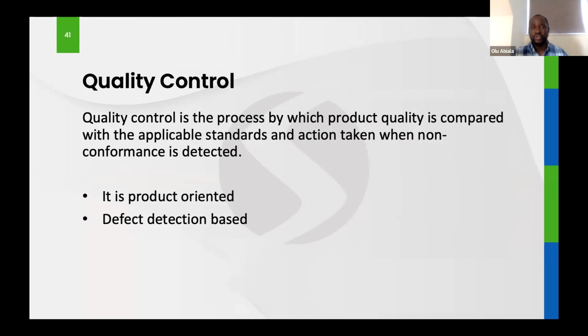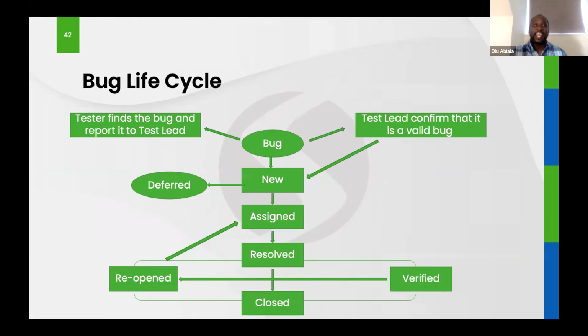And when we talk about quality control, it is also the process by which product quality is compared with the applicable standard. What are the actions taken when non-conformance is detected? If this thing is not meeting the requirement that's been set up, what do we need to do? Yes, they've told me that this screen is meant to be displaying in such a design and the functionality is meant to be this and that. But unfortunately, it's not meeting that requirement. What do you do? Based on the defect that has been detected, you need to know the right process to meet those quality controls. And that is where we now bring in all those defects that you said you found.